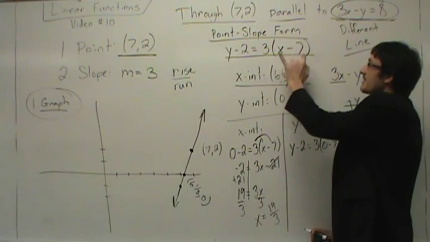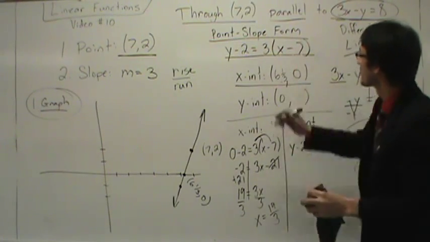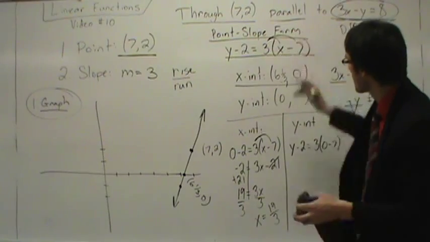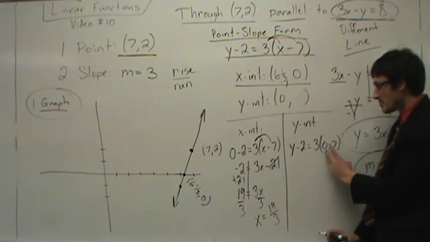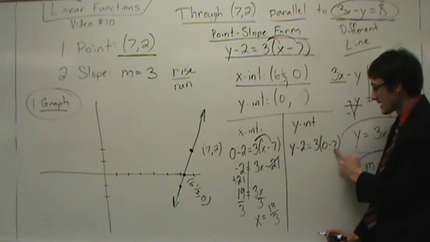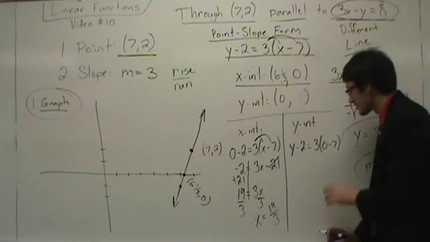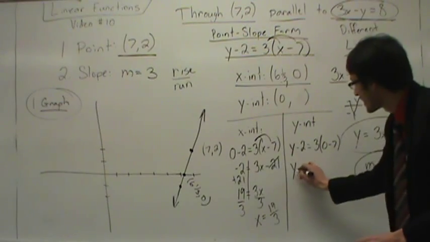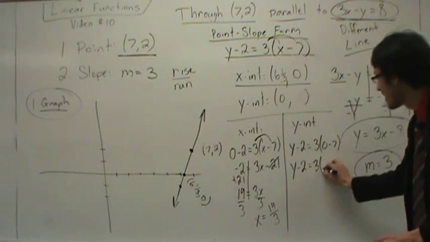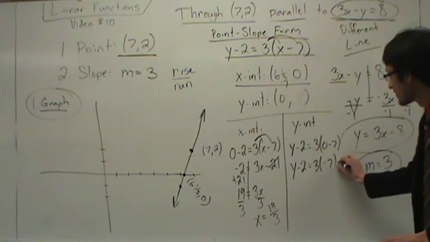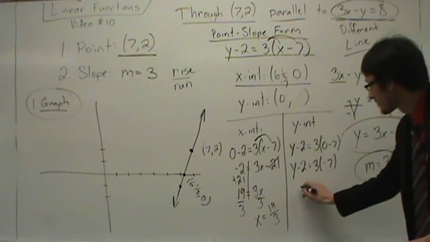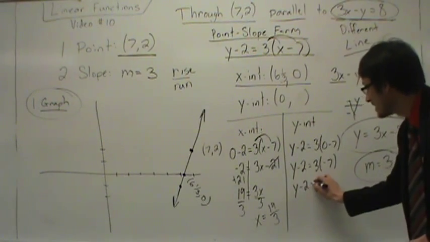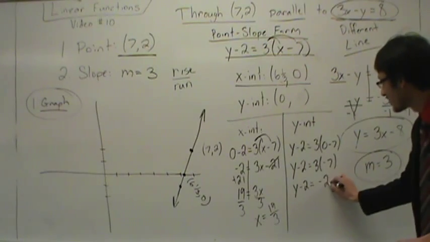Notice that x and 7 do not combine, so we can simplify by distributing. But in this case, notice you can combine your 0 and negative 7. 0 minus 7 gives what? Negative 7. So let's remember, do what's inside parentheses first. So we have y minus 2 equals 3 times negative 7. Now, 3 times negative 7 is negative 21. We're left with y minus 2 equals negative 21.